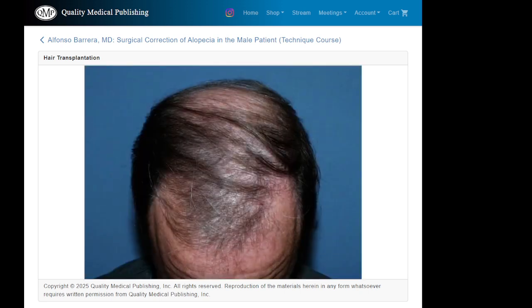Male pattern baldness usually occurs primarily on the top of the head, and not in the occipital or temporal areas. The hair follicles on the top of the head are genetically sensitive to dihydrotestosterone, DHT, and those in the occipital and temporal areas are not.